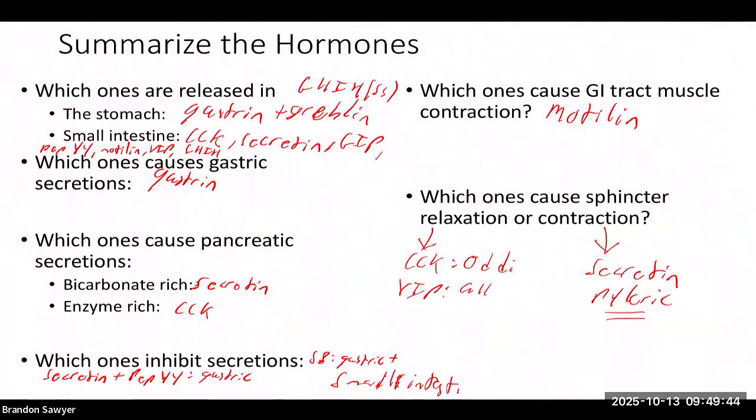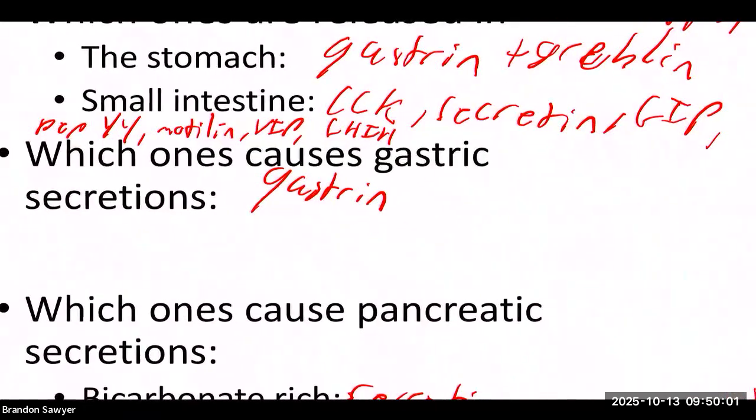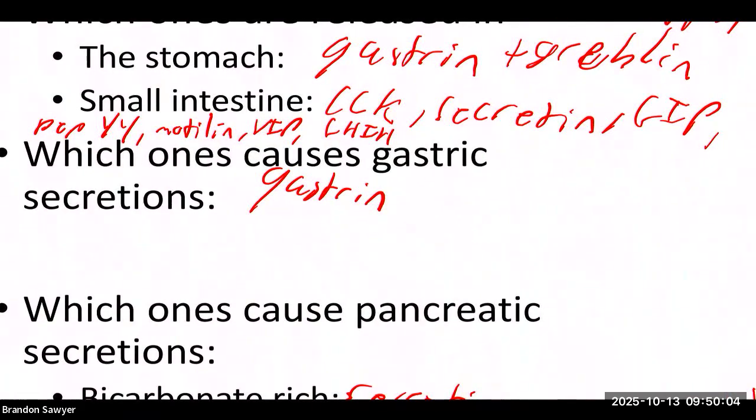So we've got which ones are released in which part of the GI tract. The stomach is going to release gastrin, ghrelin, and GHIH or somatostatin. Small intestine, there's a lot, right? So I had to cram a bunch in there: CCK, secretin, GIP, peptide YY, motilin, VIP, GHIH. This is where the vast majority of the business of the GI tract happens, in the small intestine, so lots and lots of hormones are released here. We'll talk about all the digestion and absorption next time, that happens mostly in the duodenum, but throughout the small intestine.